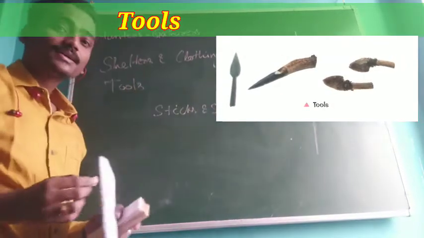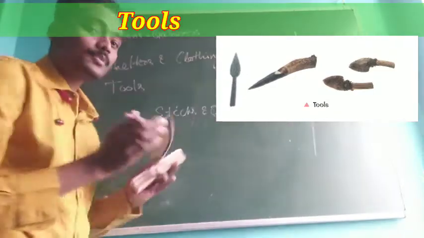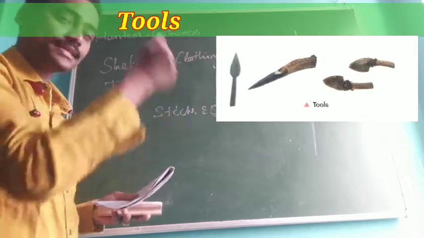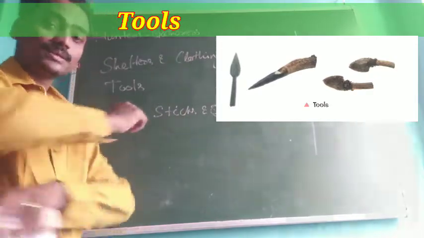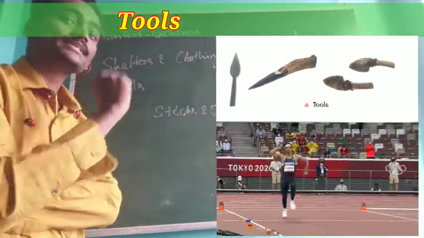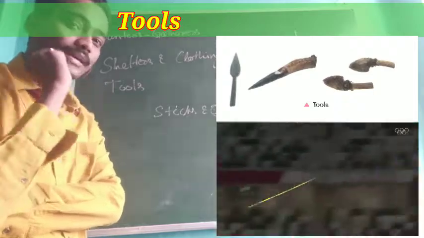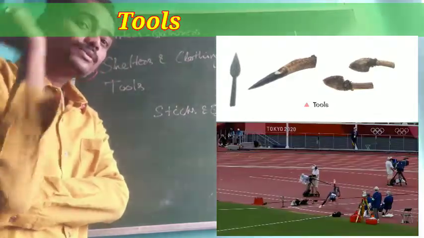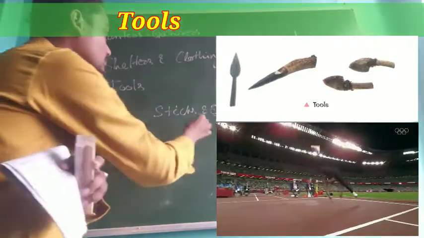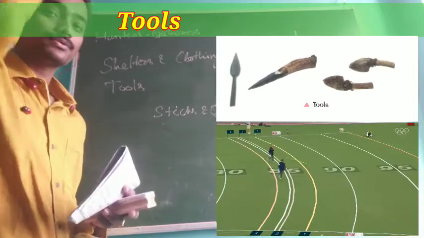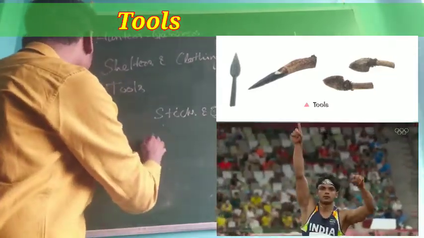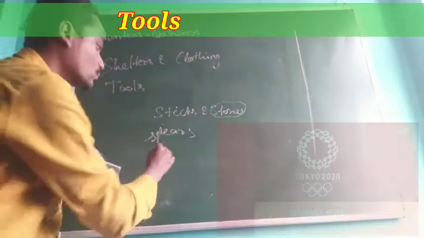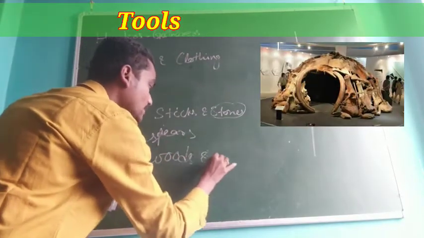Then they started sharpening the stones by rubbing them against each other. They sharpened the stones and tied them to a wooden stick and started hunting animals. You know the game in the Olympics, that is the javelin throw. Neeraj Chopra of India won the gold medal in this game. That game is inspired by the same concept, that is throwing a weapon to hunt an animal. This is how they made a stone and stick weapon to hunt animals. These are called spears, used to hunt animals. They also made tools from what? Wood. They also made tools from wood and animal bones.